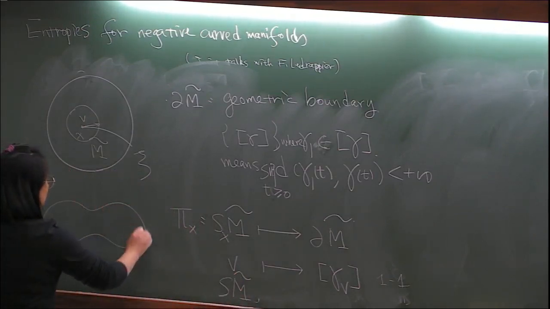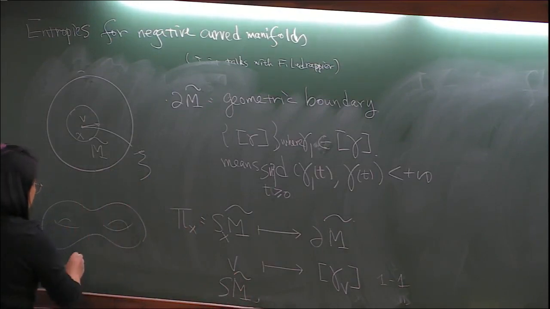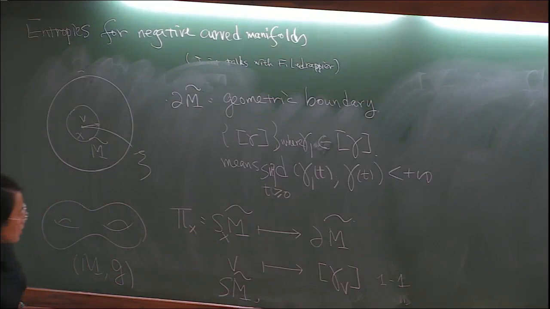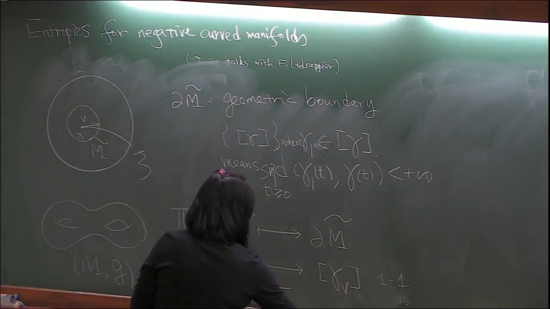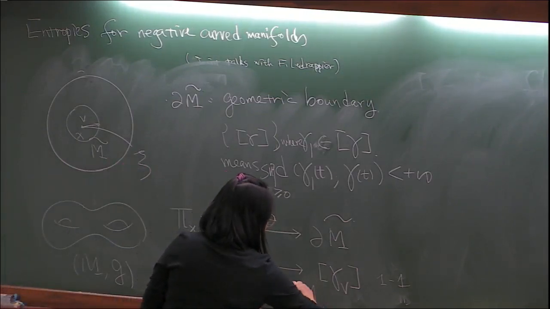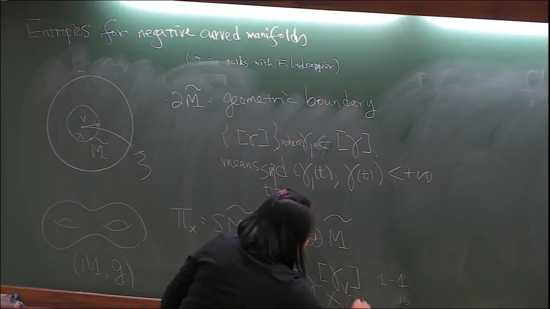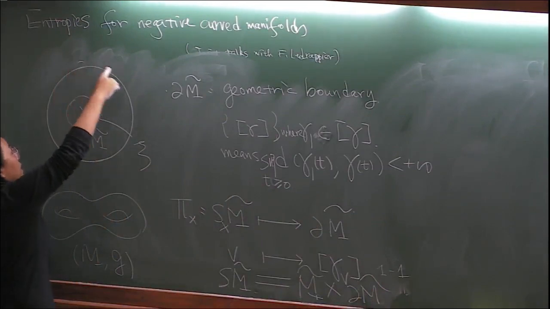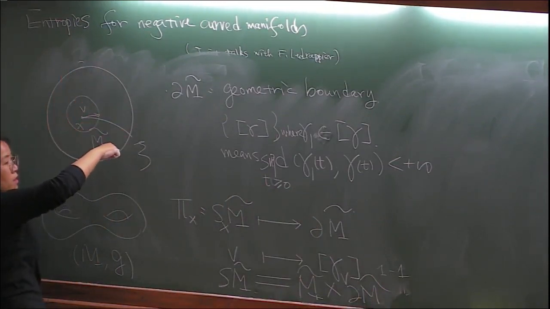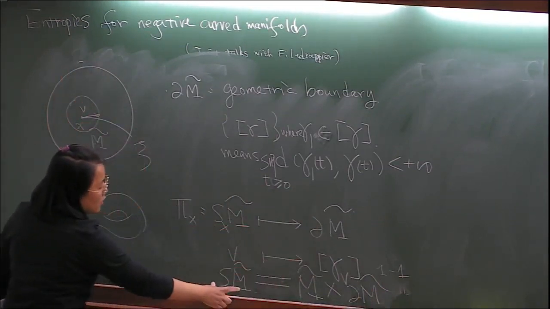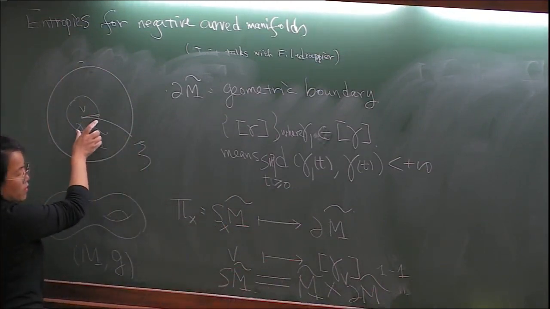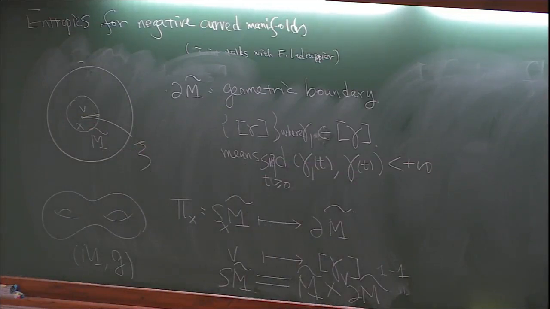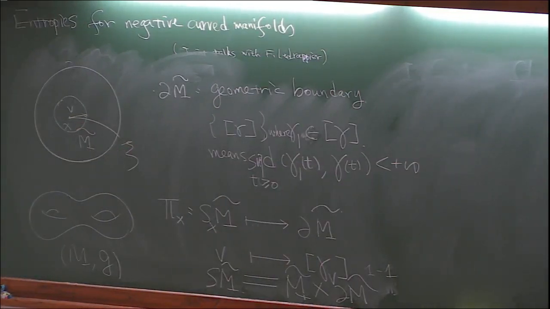We always have this map. We always have this model in mind. This is negative curvature. So SM tilde can be identified with M tilde times the geometric boundary, right? Because each one can be identified with the geometric boundary. So the unit tangent bundle of the universal cover space can be identified with M tilde times the geometric boundary, okay? So we have this.